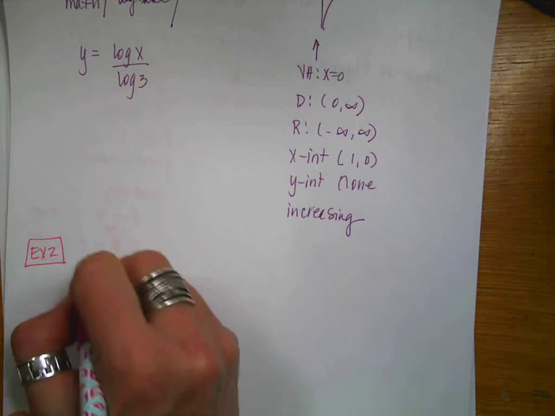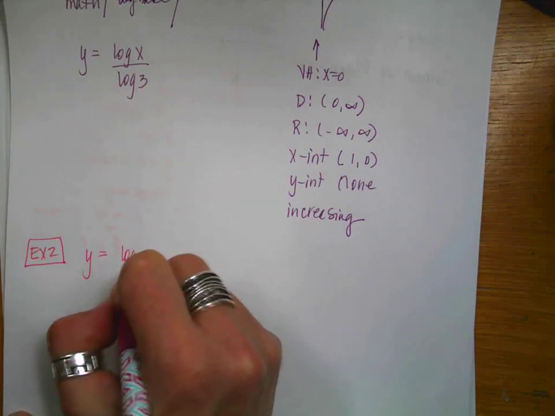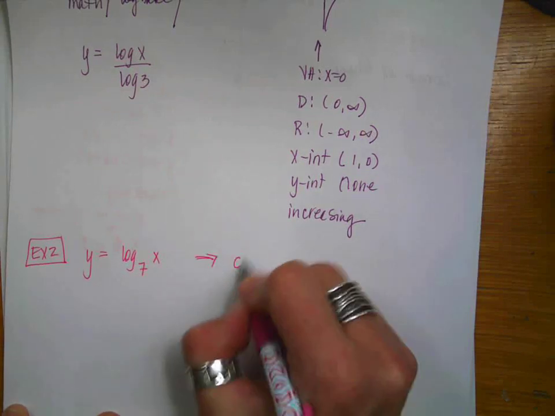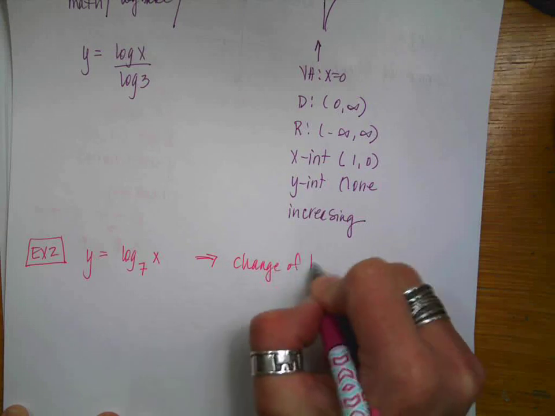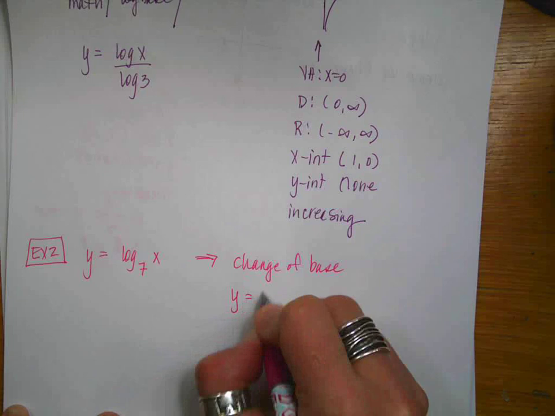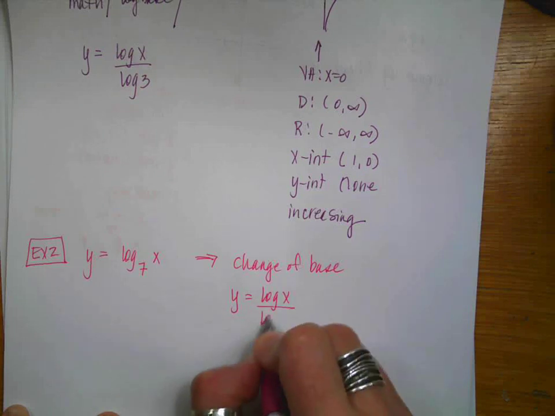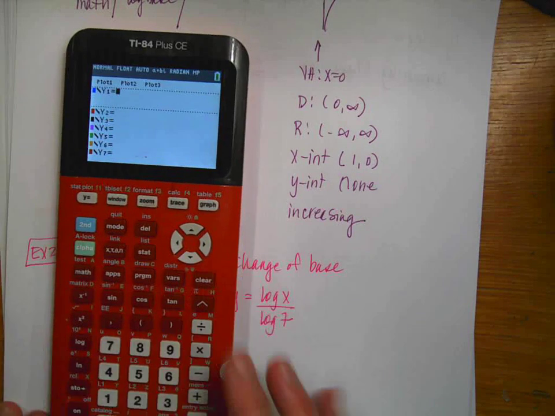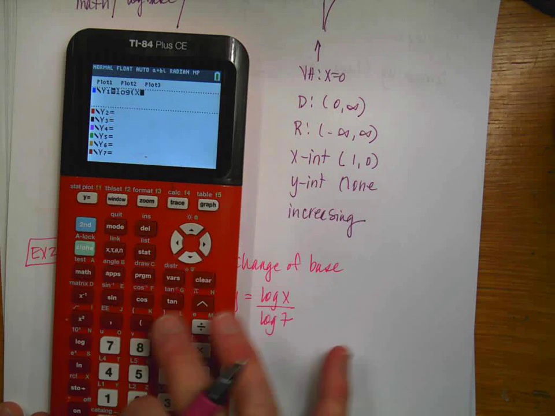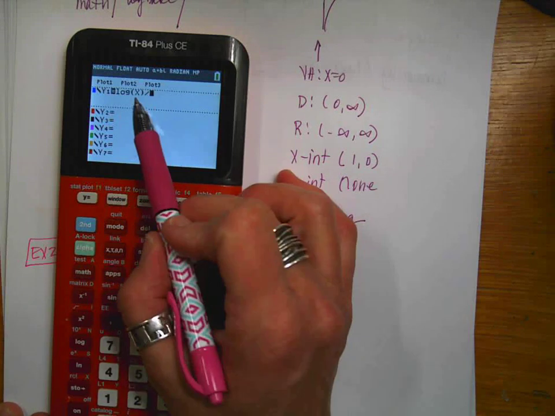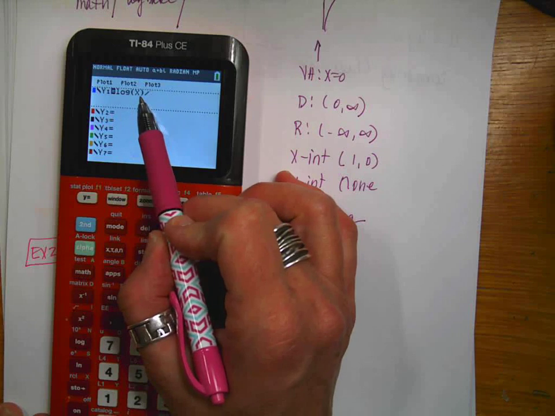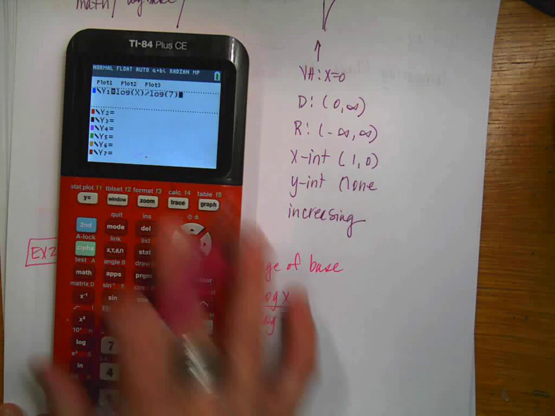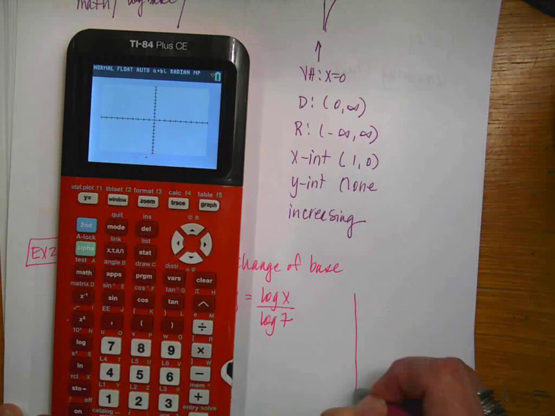So for example number 2, I'm going to graph y is equal to the log base 7 of x. And just to illustrate a point, I'm going to do this one with a change of base. So I'm going to enter y is equal to the log of x divided by the log of 7 in my calculator. Okay, so if I go back to my y equals, and I'm going to do the log of x divided by, you do have to make sure that you close that second parentheses. If you don't, your calculator will be unhappy. And I'm going to divide by the log of 7, and then I'm going to do a zoom 6.